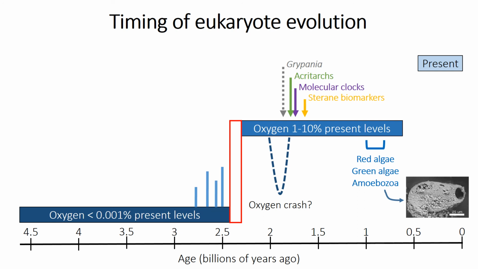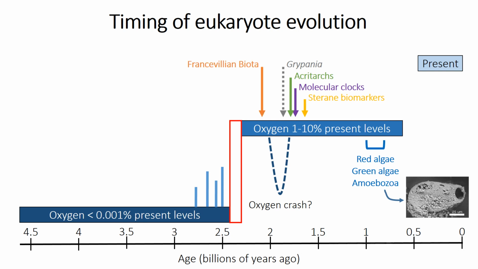All right, so let's summarize what we know from all of this. So the fossil, the chemical biomarker, and the molecular clock evidence all suggest that eukaryotes evolved somewhere in the range of 1.8 to 1.65 billion years ago. Possibly a bit earlier if Grypania is a eukaryote, but it might not be. And there's good evidence for representatives of modern groups, such as red algae, green algae, and amoebozoans, like this cute little vase-shaped critter here, between about 750 million and 1 billion years ago.